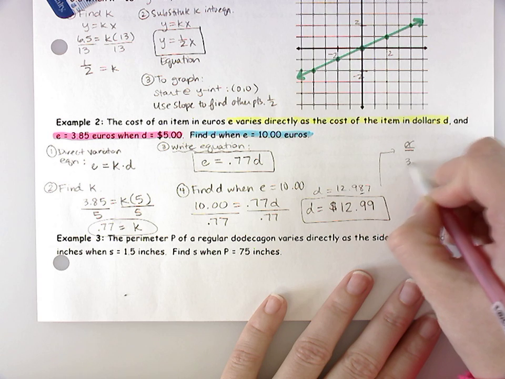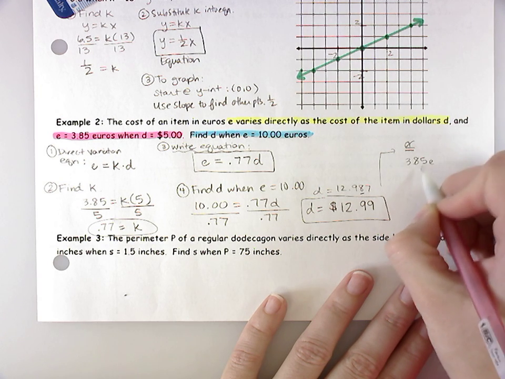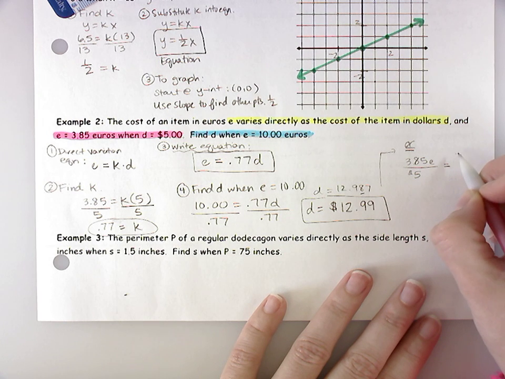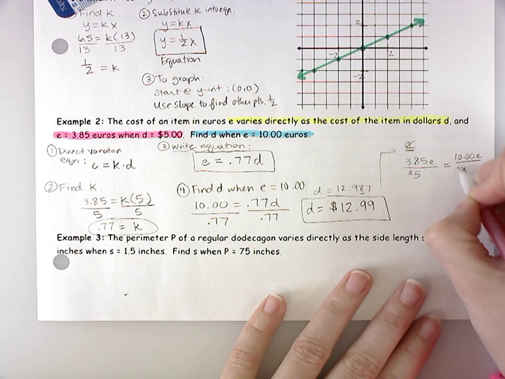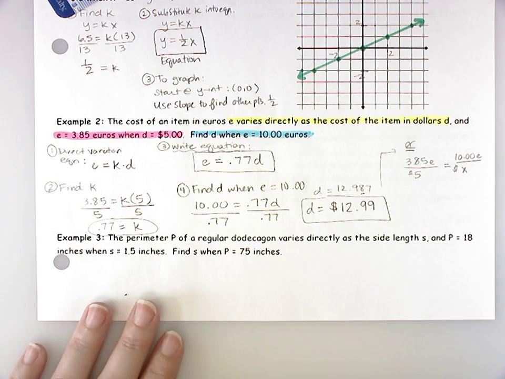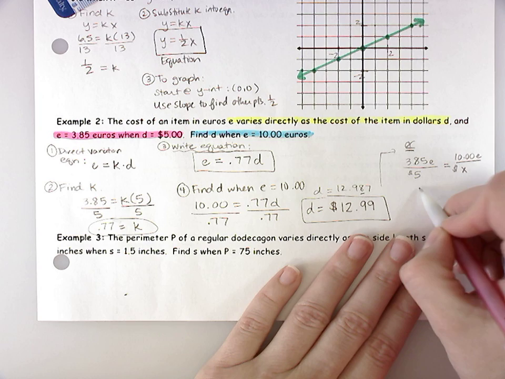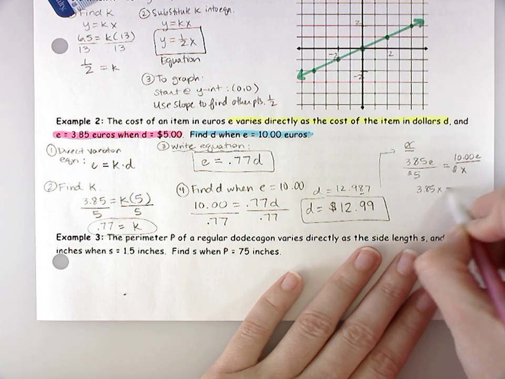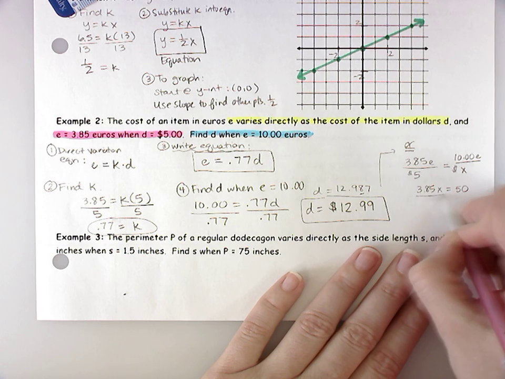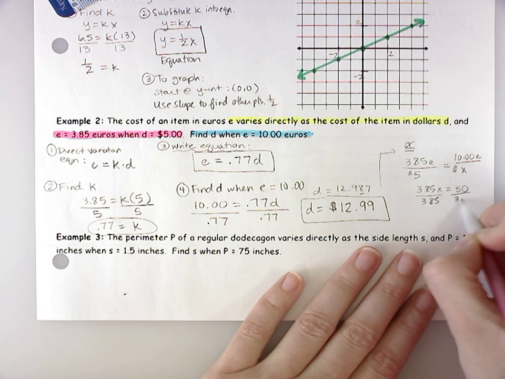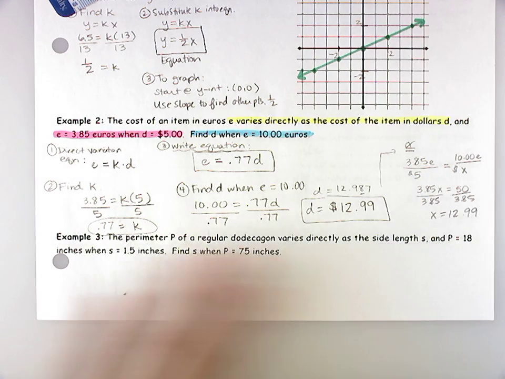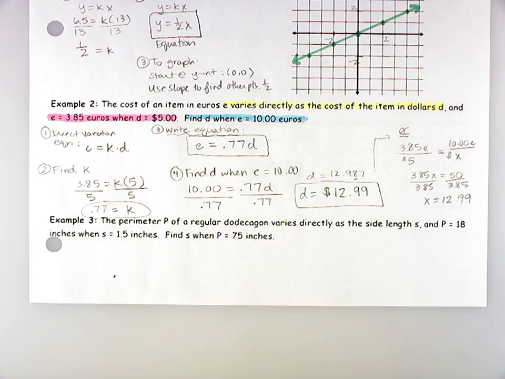So you have 3.85 euros when D is $5. And then that would be equal to 10 euros. And then I'm just going to call this X dollars. And then you can cross multiply and solve. So 3.85x would equal 50, divide by 3.85. And you got 12.99, right, Marisha? Okay, great.